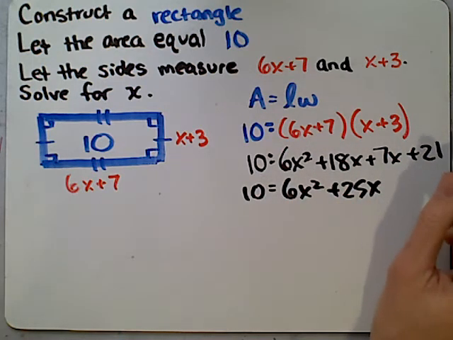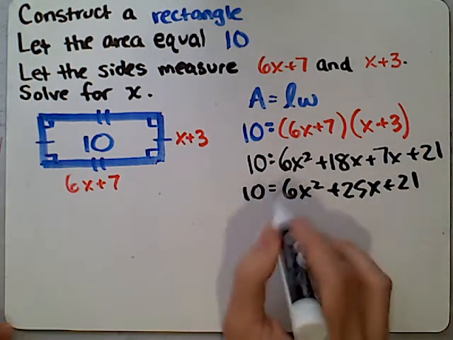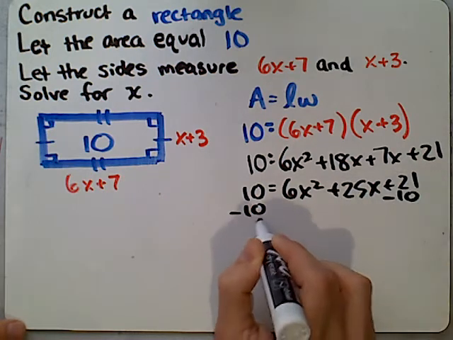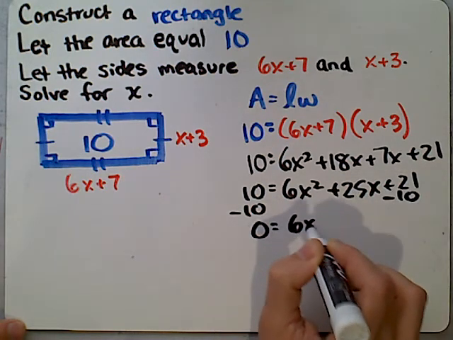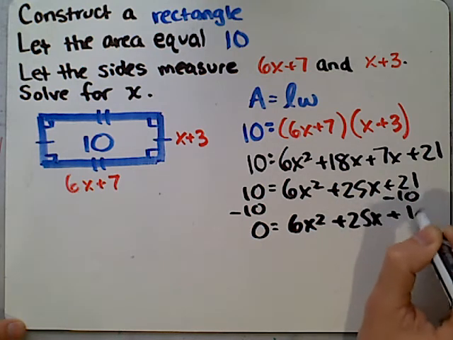Now, what I want to do here with this positive 21 at the end is I want to try to solve this by subtracting this 10 from both sides, to get 0 equals 6x squared plus 25x plus 11.